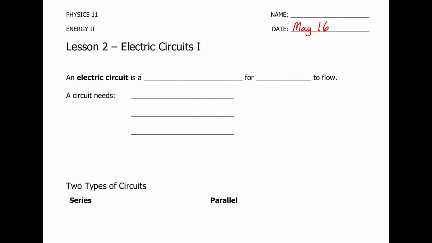Okay. The simplest thing is a circuit is just a closed path for current. Closed path for current to flow. And there are only three things that a circuit needs to be a circuit. It needs a source. Oops, I'll spell source right next time.